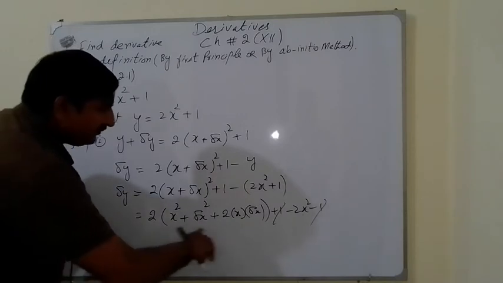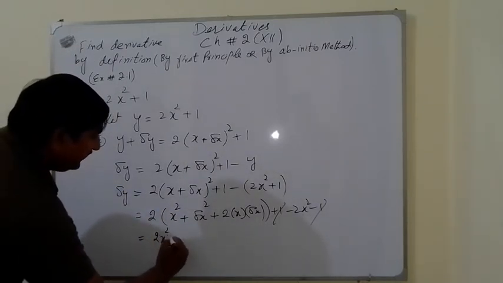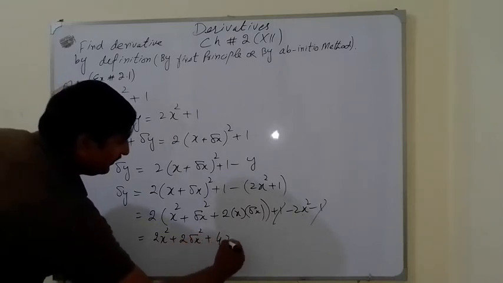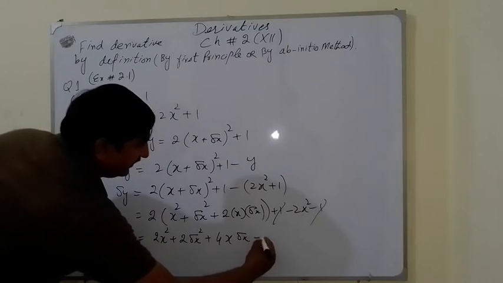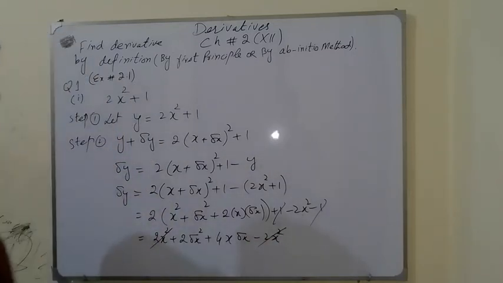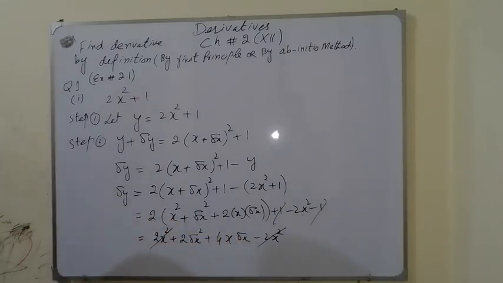You have to multiply the 2 within the bracket: 2x square plus 2 del x square plus 4x del x and minus 2x square. The first and last terms will be cancelled out because both have the same value with opposite signs.